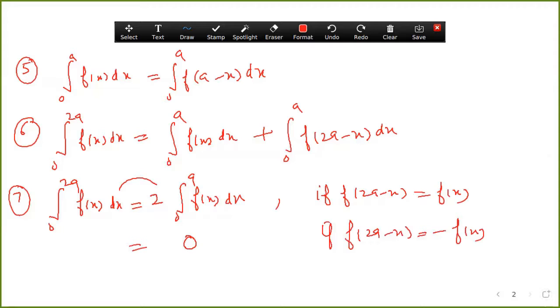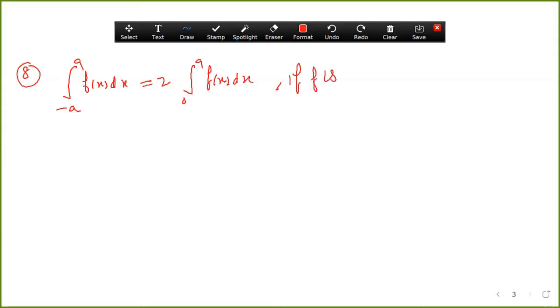Now, property number 8. In this property, you have to check whether the function is even or odd. On the basis of this, you can write the integration from -a to a of f(x) dx is equal to twice of 0 to a of f(x) dx, only if f is even.